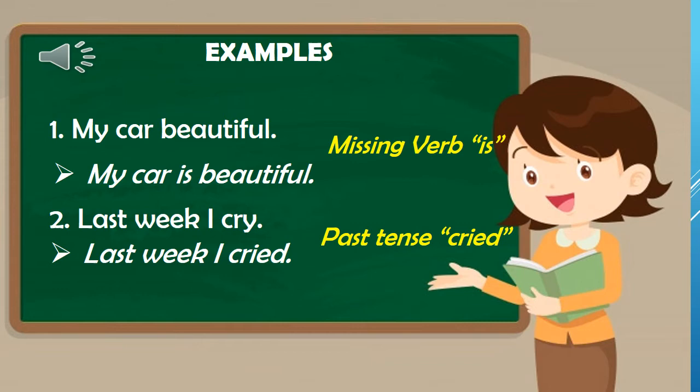Example number 2. Last week I cried. What will be the possible grammatical errors in our sentence? It should be our past tense. So when we say last week, it is past, and our verb should be past tense. Our sentence will go like this. Last week I cried. From the word cry to past tense should be the word cried.